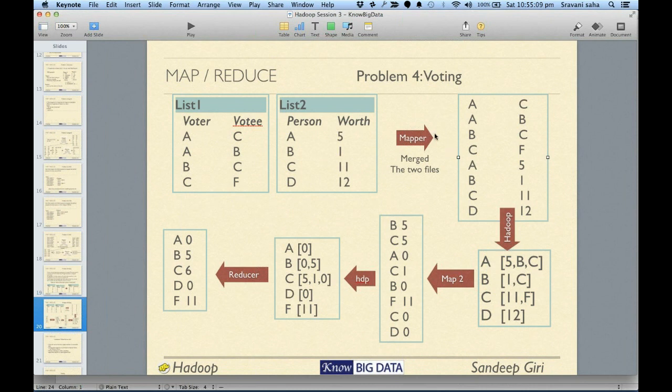Okay, let me explain again. First we joined these two tables on the basis of this. And what does it mean by joining? We ran a mapper. Let's imagine that we ran the first mapper, which gave this content. Then we ran the second mapper, which gave another content. And then we joined these two tables. Okay? We concatenated these two files, as simple as that.